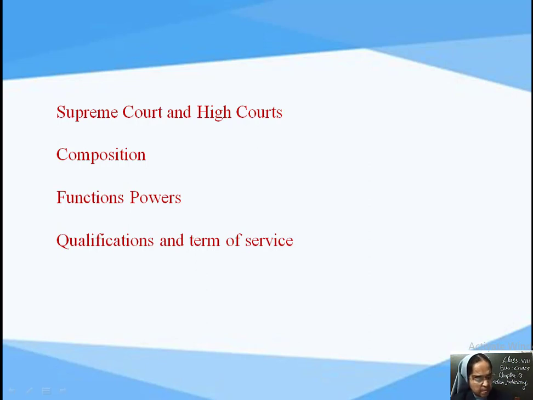Functions and powers. Courts have jurisdiction, that is, the power to pass judgment in cases. A court may have different types of jurisdiction in different types of cases. A court exercises original jurisdiction in those cases which can be heard only by that court and not by any other court.